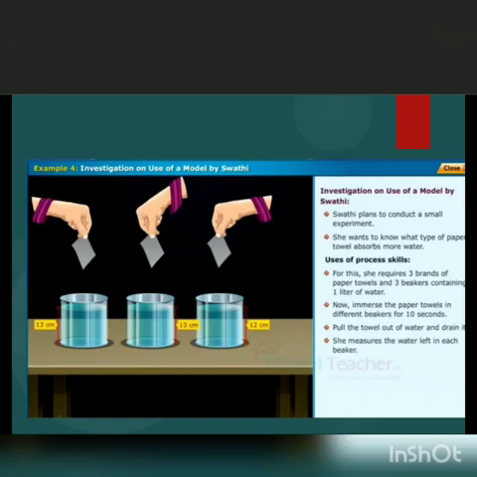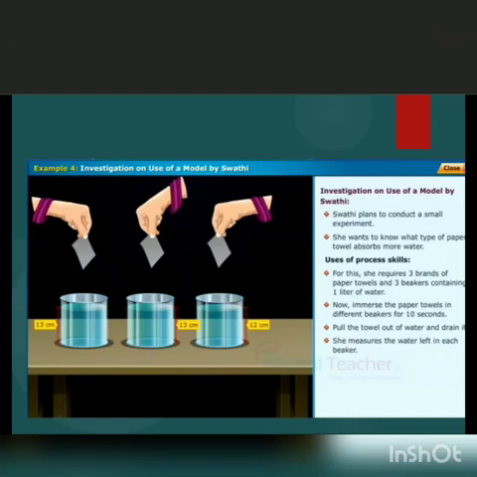Investigation on use of model by Swati. Swati plans to conduct a small experiment. She wants to know what type of paper towel absorbs more water. She plans and conducts an experiment to test her hypothesis using the following steps.